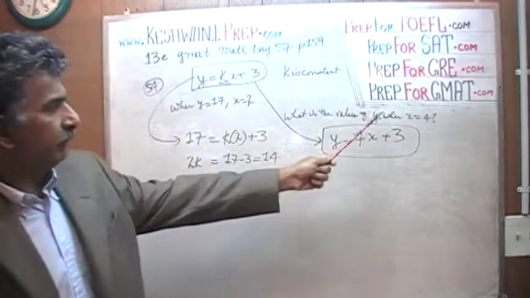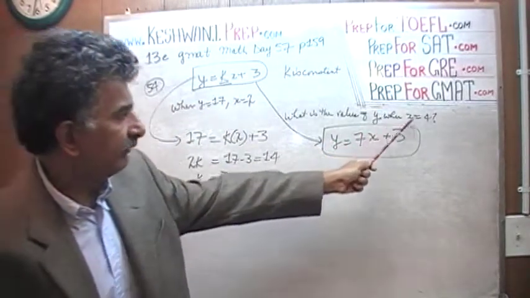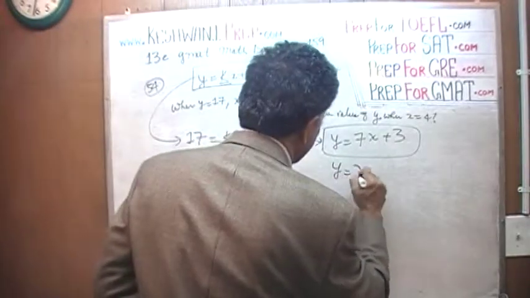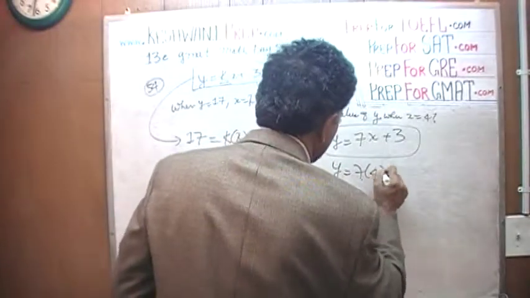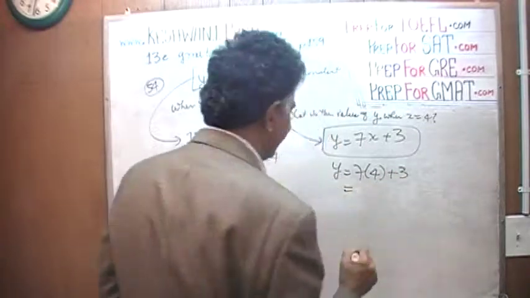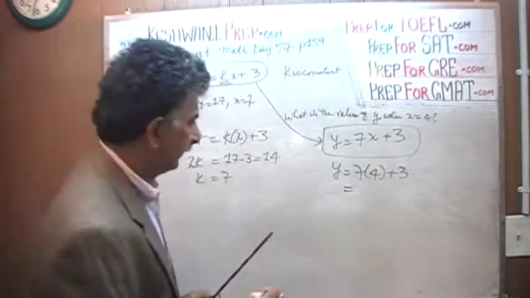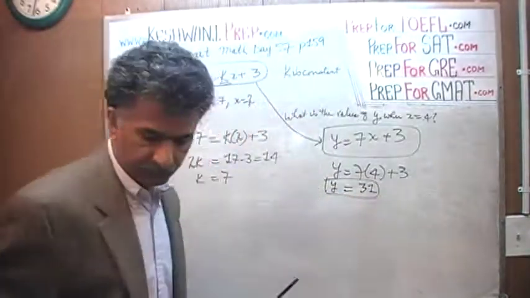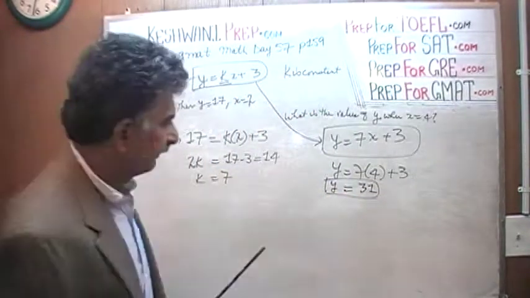And now we use this bit of information. We figure out what y is when x is equal to 4. Put in x equal to 4 and figure out y. y equals 7 times 4 plus 3. 7 4s are 28 plus 3 is 31. Voila, that's our final answer. y equals 31, and that's answer choice B.